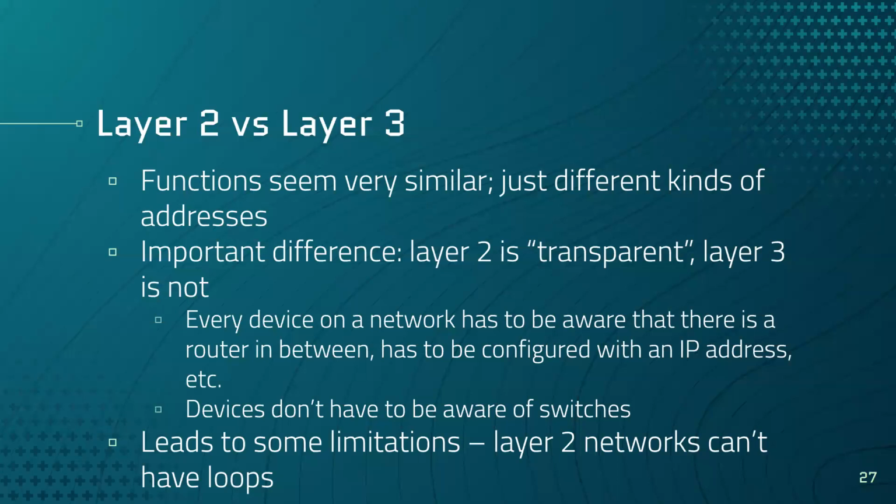So layer 3 requires configuration. You have to have someone figure out what IP range do I want to use for this network? What IP address do I give each computer? Stuff like that. And you also have to be aware of where your router is. So your computer needs to know, this is my router's IP address. This is where I send all my packets to, and stuff like that.